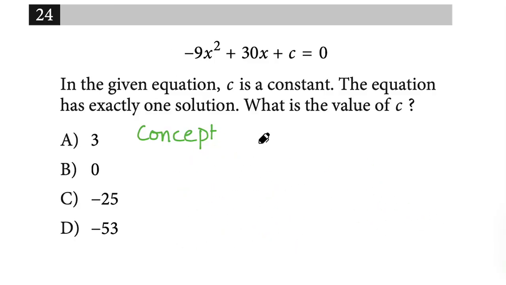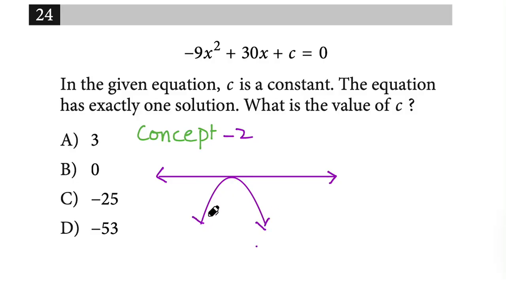Concept 2 is this. I'm drawing only the x-axis because the parabola can lie anywhere relative to it. A parabola can touch the x-axis at only one point, like this, right? It is touching only at one point. Another possibility is that it is intersecting the x-axis at two different points.